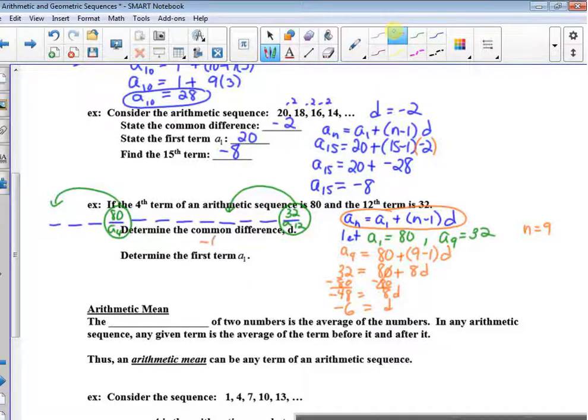So that's the common difference. d is equal to negative 6. Now I need to determine the first term, the actual first term. So I will set up my formula again. Let's do it in a different color this time. So a sub n equals a sub 1 plus n minus 1 times d. And so in this instance, I believe that I used a sub 4 equals 80.